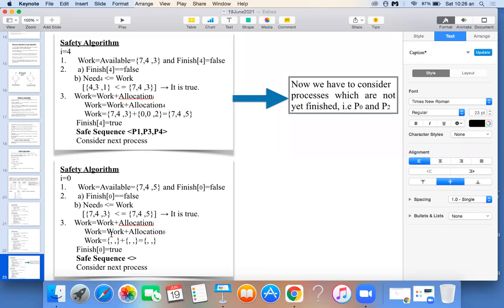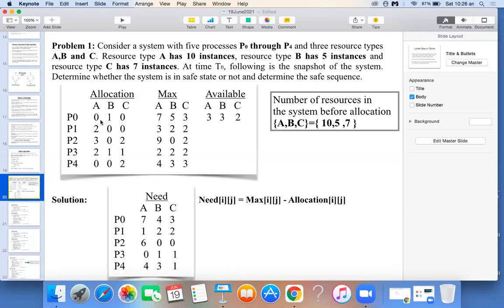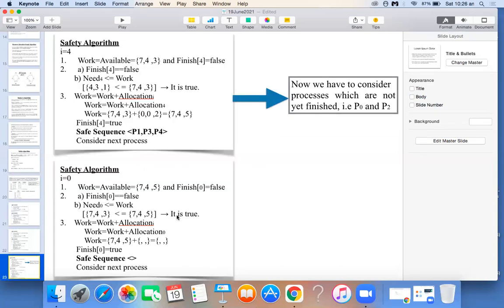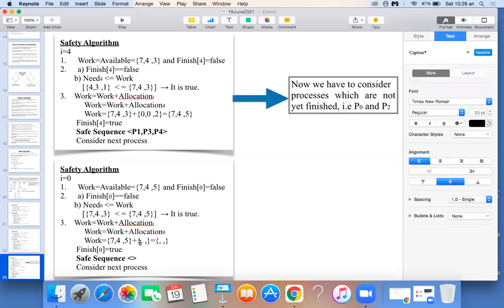Okay. So apply step number 3. Work is equal to work plus allocation of 0. So write your work value, 7, 4, 5, and the allocation value for process 0. What is the allocation value for process 0? 0, 1, 0. Please write that one. 0, 1, 0. So add it and tell me how much you get. 7, 5, 5. Okay. So make that process as completed. So finish of 0 is equal to true, we write.